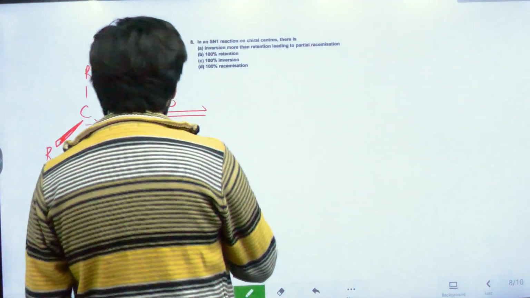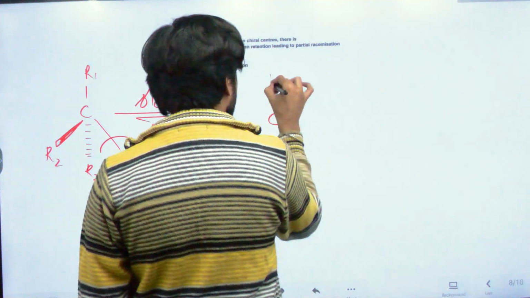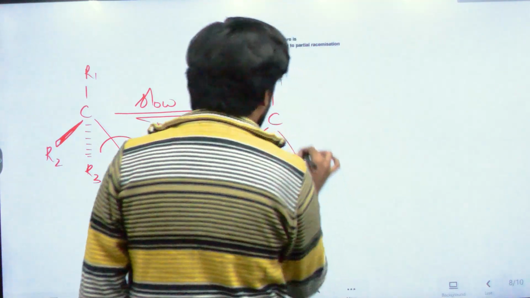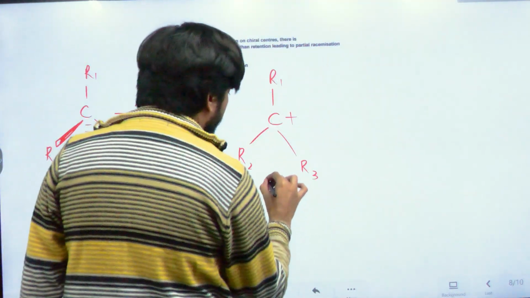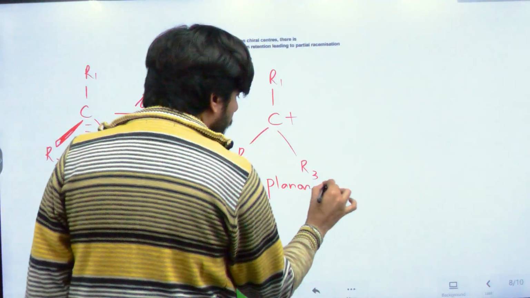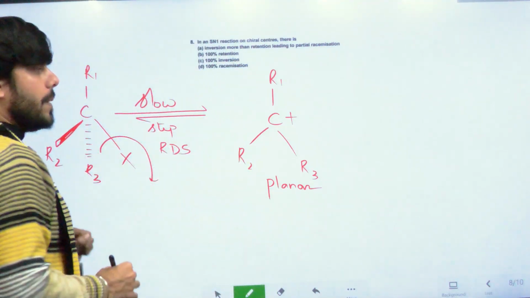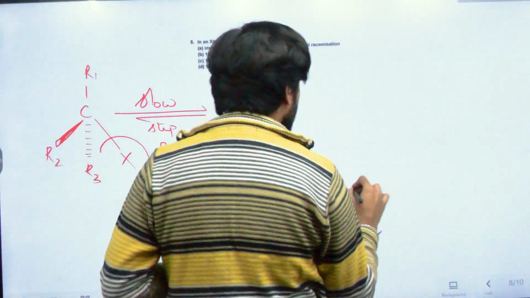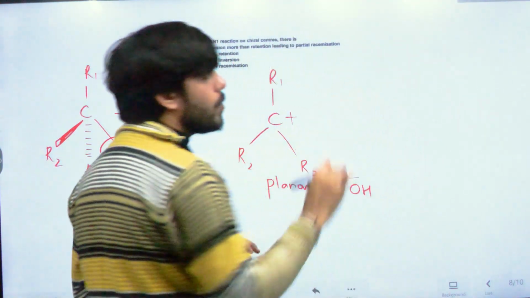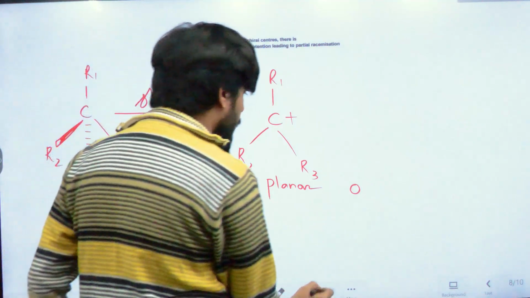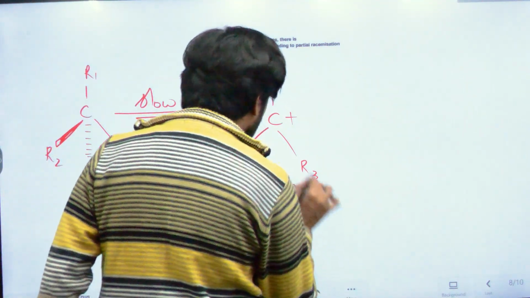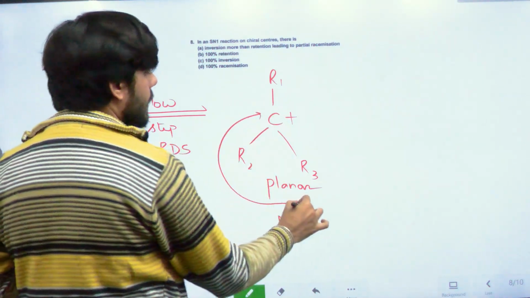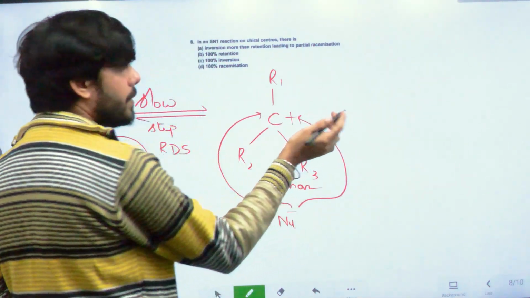So once this X leaves, what I have is this. And now this structure is planar. You know that this is trigonal planar. Now I have the geometry to be planar. If it is planar, then for example, if the attacking nucleophile is OH minus, let me write in general any nucleophile. Now it has two possibilities. Either it can attack from the backside or it can attack from the front side, for obvious reasons, because this is planar.